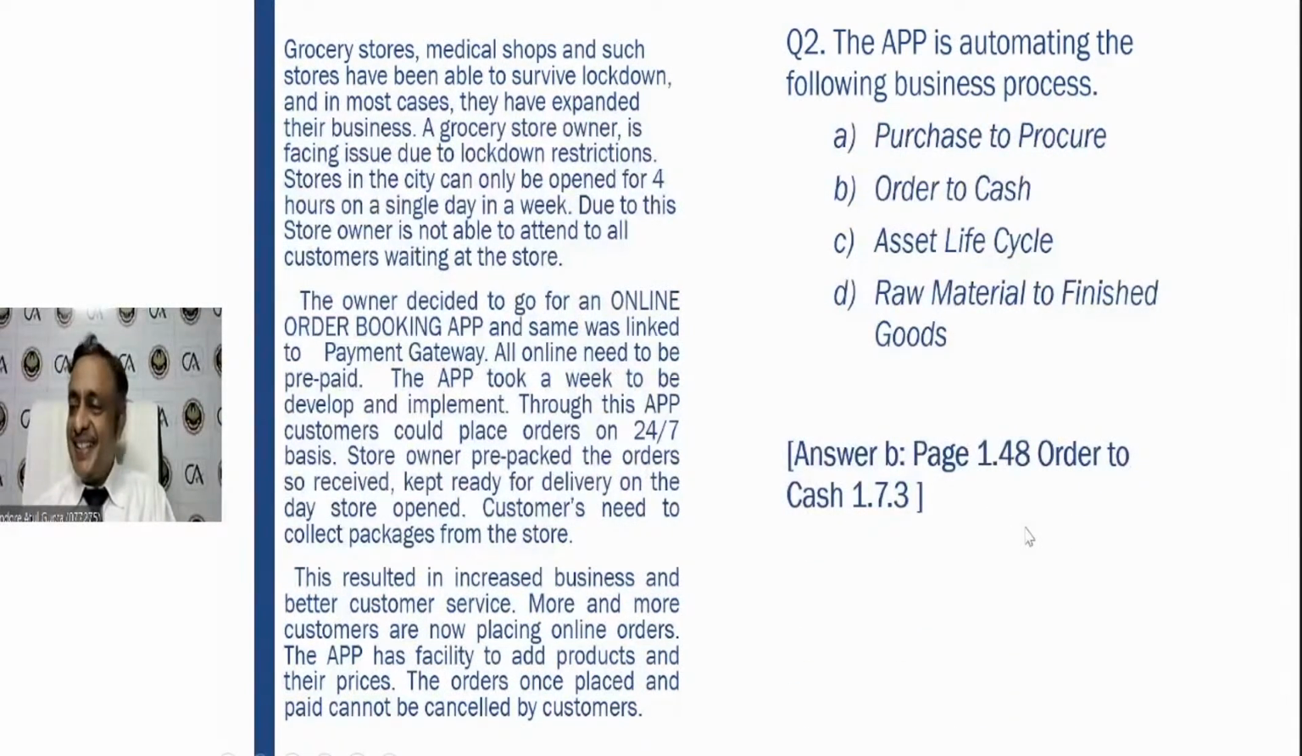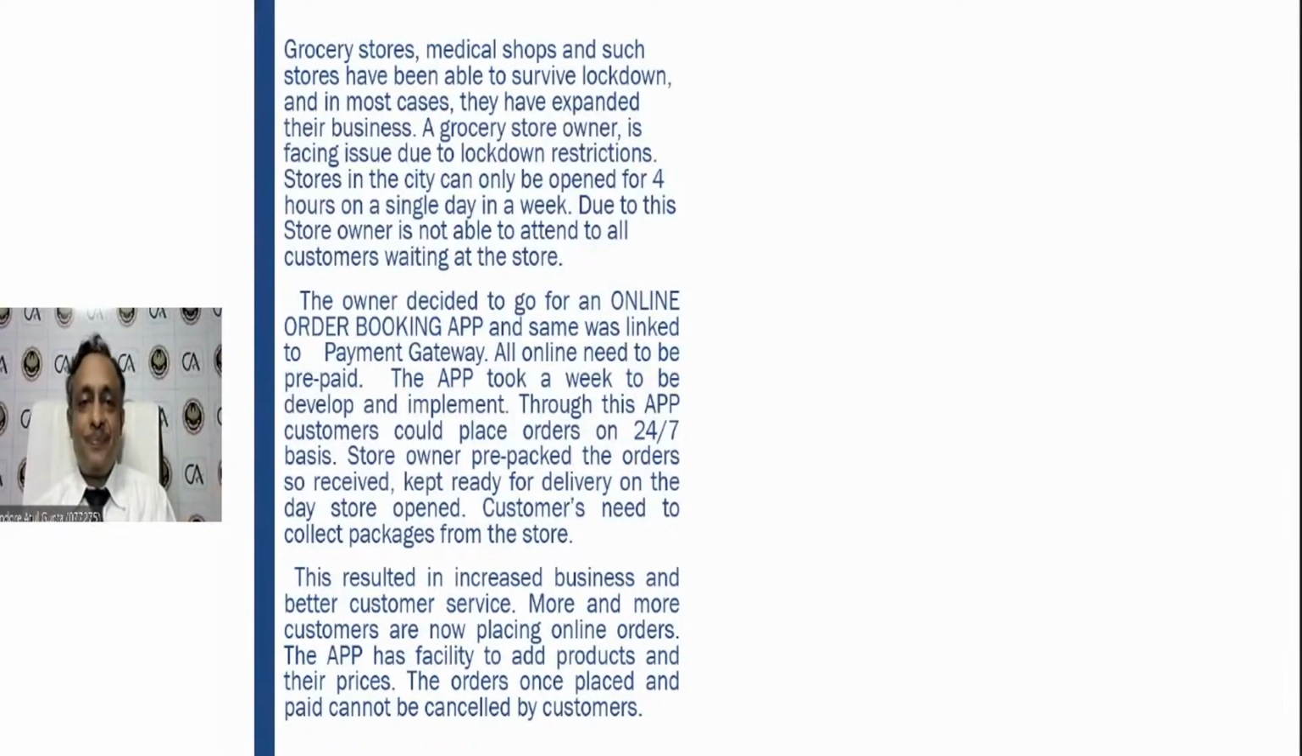Order to cash. Okay. Order to cash, Josh. Danish, order to cash. Okay. See, just to make it easy, order to cash relates to my customer. Purchase to procure, purchase to pay relates to my vendor. So this is my customer. Okay. Next.